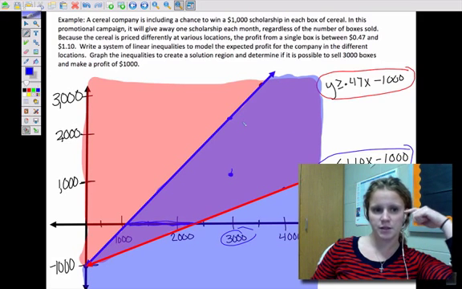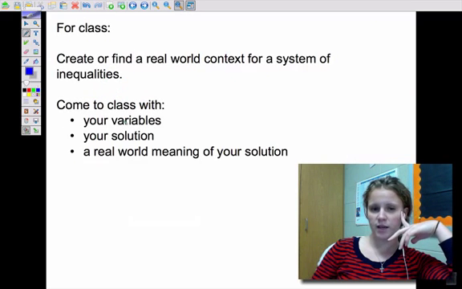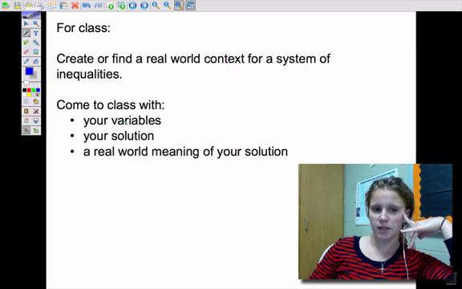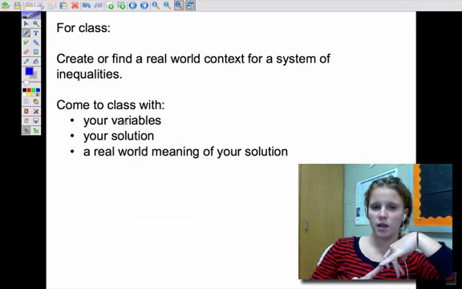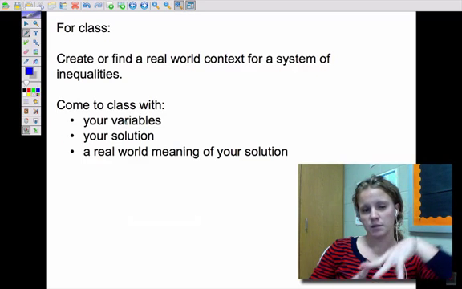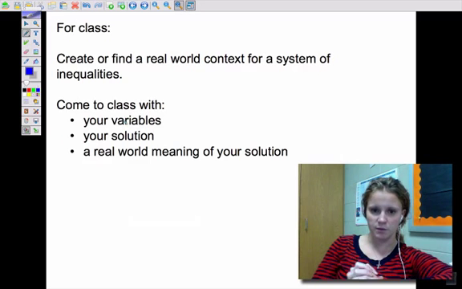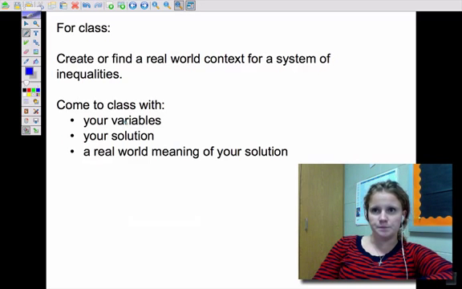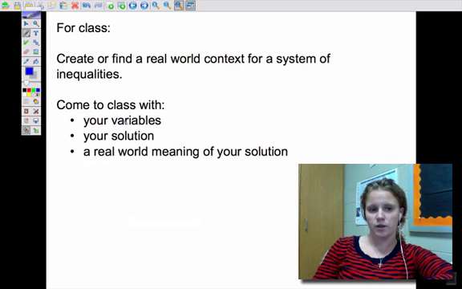It'll help you to answer questions about real-world situations. For class, I'm going to ask that you create or find a real-world context for a system of inequalities. You should come to class already knowing your variables, your solution, and the meaning of your solution. So you have to come up with a context. It could be similar to the one we did. You can search for one online, or look for some in magazines. Anything that you can find dealing with inequalities.